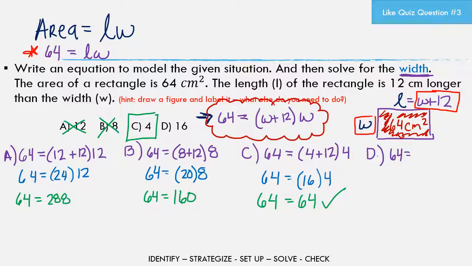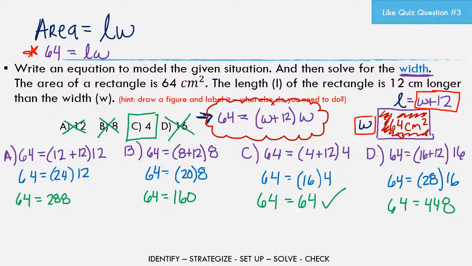Is 64 equal to 16 plus 12 times 16? So 16 plus 12 gives us 28. And then we have 28 times 16, and that's going to give us a very big number, 448, which is not 64. So we were right. C is the correct solution.